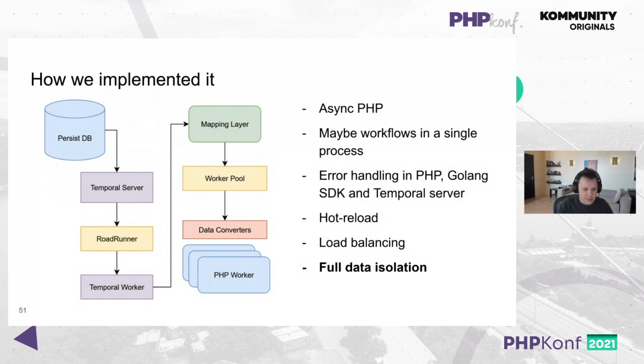We have a number of layers which handle errors. We handle errors in PHP, in the Golang SDK, in RoadRunner, and in the Temporal server. So if something fails, we will know that it failed. Obviously, because we write in PHP, we have hot reload, so you can debug your application as you typically do. We also have load balancing and full data isolation. What that means is that the actual mapping and the actual data processing all happen in PHP workers.